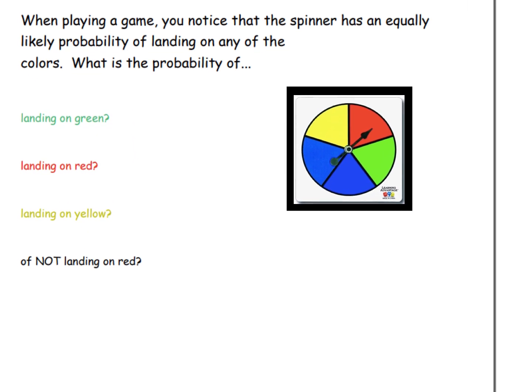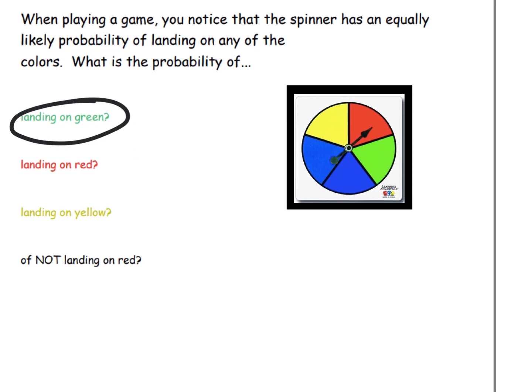On this spinner, what's the probability of landing on green? You might be like, well, I don't know how big that is. Well, there's 5 equal-sized chunks. So what's the probability of landing on green? Mason, I think you know. 1 out of 5. Yep.